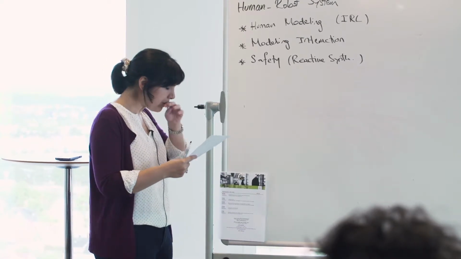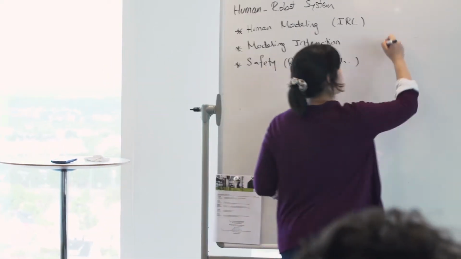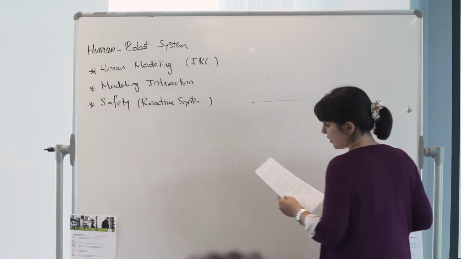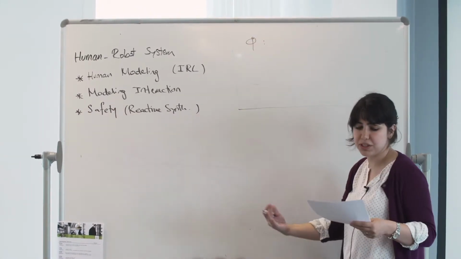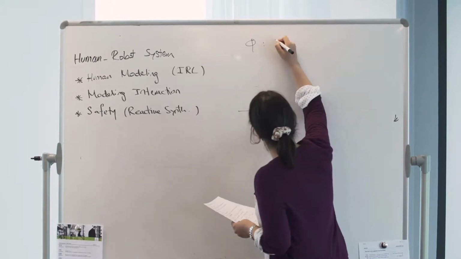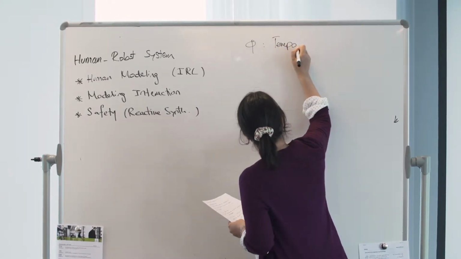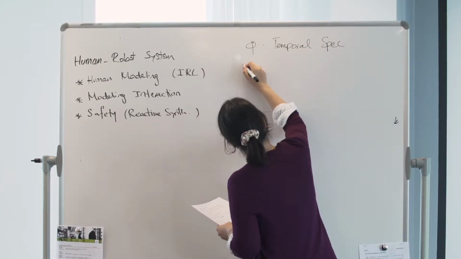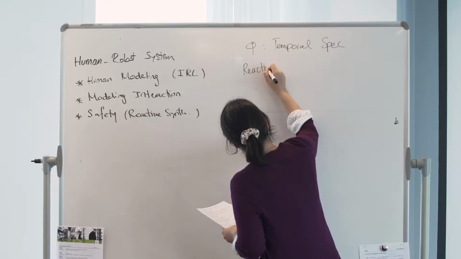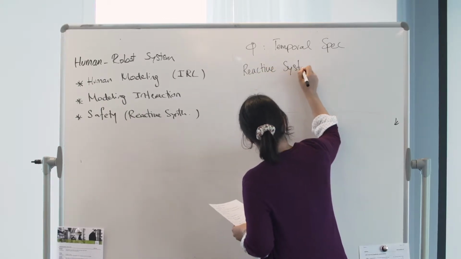All right. So what does that mean when I say I want to talk about reactive synthesis? The idea is you're going to have a specification. This specification could be written in linear temporal logic. So let me write temporal specification, temporal spec. And then what is reactive synthesis of a system? First off, we need to know what we mean by a reactive system.